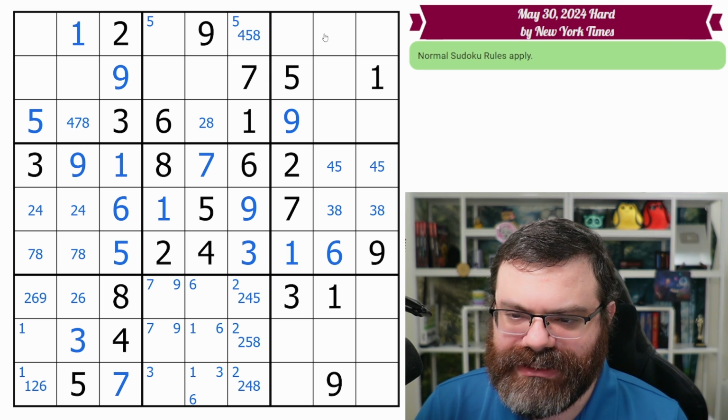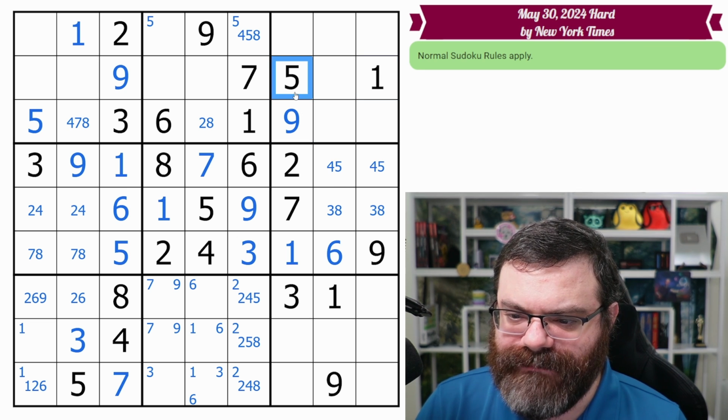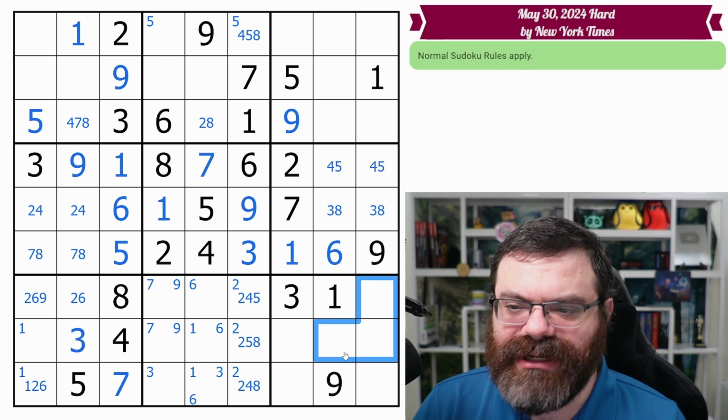It is what it is. Let's just do this next stack here. So we have got 1, 5, and 9. Looks like the 1s and the 9s are done already. The 5 does not have a buddy. And this box is not restricted enough to do anything with.